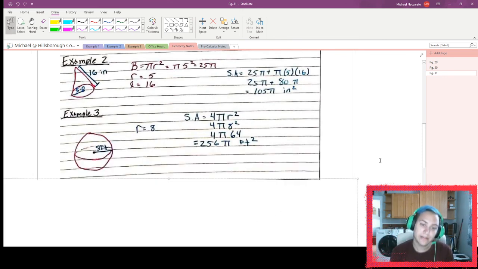So that's all you need. That's how you do your pyramids and cones for your second IXL and your spheres for your third IXL. They may ask you to work backwards on those. They may give you the surface area and ask you to work backwards. So be mindful of that too.